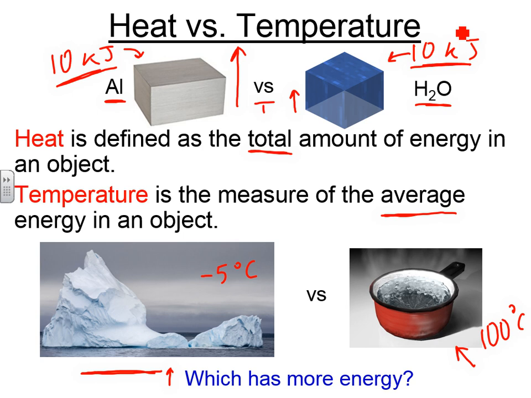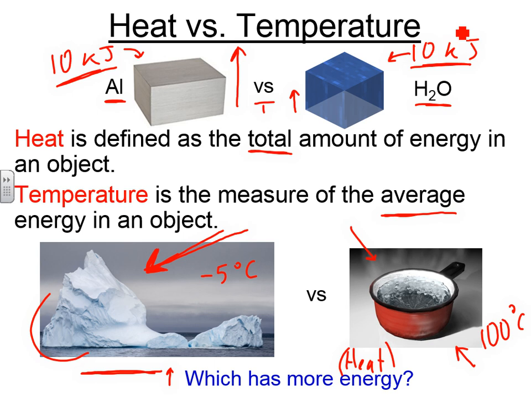Okay, which of these objects has more energy, or rather more heat? Which has more heat? And the answer is the iceberg actually has more heat. Why? Because there are so many more molecules in the iceberg. Each molecule has less heat than each molecule in the pot of water, but there is such a bigger amount of molecules in the iceberg that the total heat is actually more in the iceberg, if that makes sense. So heat is actually different than temperature.